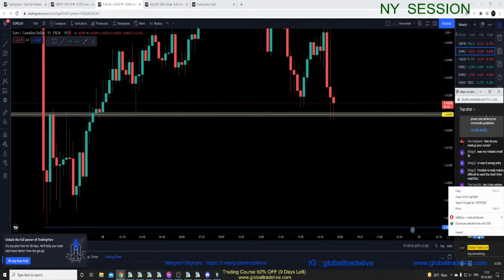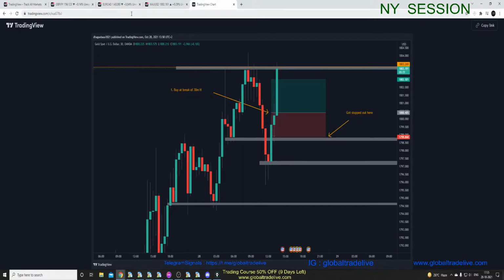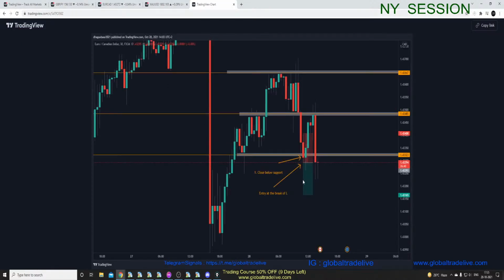Yeah, sure, Dagby. So this is Eurocad. This candle closed below the support. Perfect. This is 30 minutes. Okay, and the next candle broke the low and went down and retraced all the way back up. Entry at break of the low. Yeah, your idea was correct. There was no problem in your idea. It's just that there was no probability in the market to go down at that point of time.